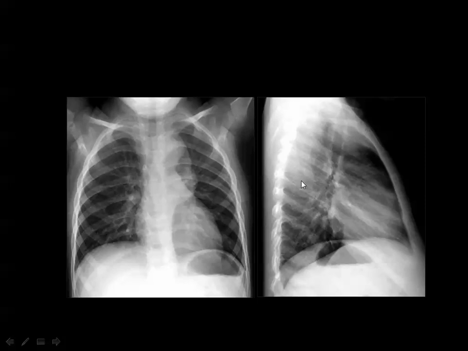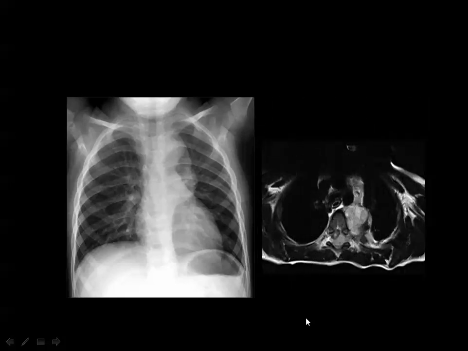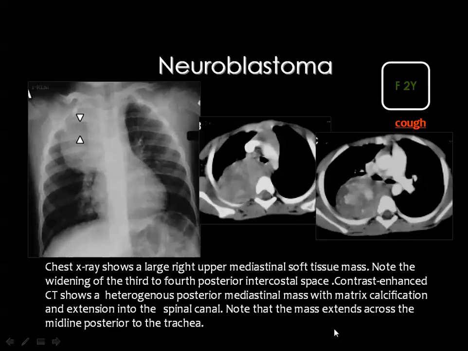Then you see here a lesion which is masking the shadow of the aorta and the pulmonary artery, and this lesion is projected posteriorly in the mediastinum. Then here by MRI T2 weighted image, you see that the lesion is located in the paravertebral gutter with an intraspinal component, being a pediatric age group, and you consider the possibility of neuroblastoma.